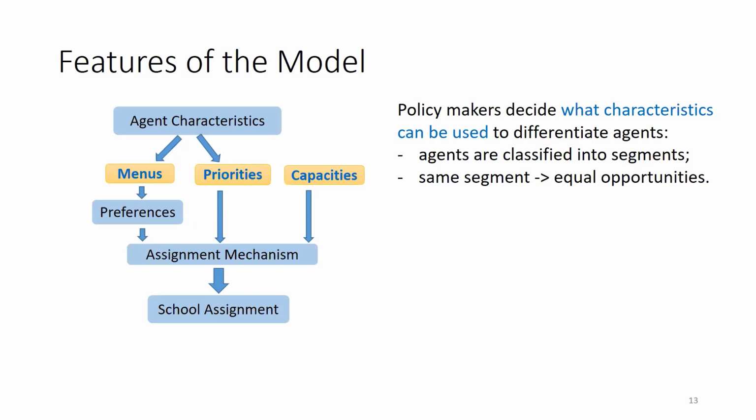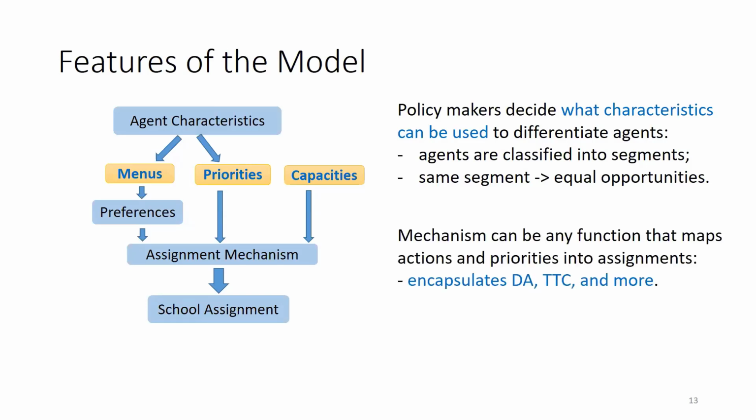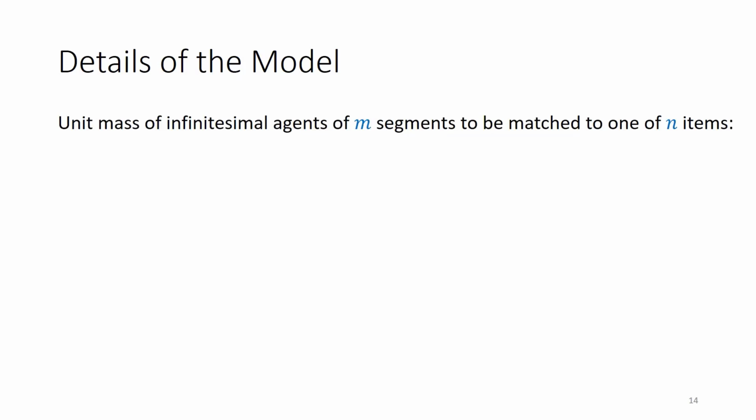Second, this model allows flexible assignment mechanisms, as the mechanism can be any function that maps actions and priorities into assignments. This allows it to encapsulate deferred acceptance, top trading cycles, and other commonly implemented mechanisms. Here are the details of the model. For tractability, I consider a large market framework with continuum of agents. So a unit mass of infinitesimal agents coming from one of these M segments designated by the policymaker are to be matched to one of N items.